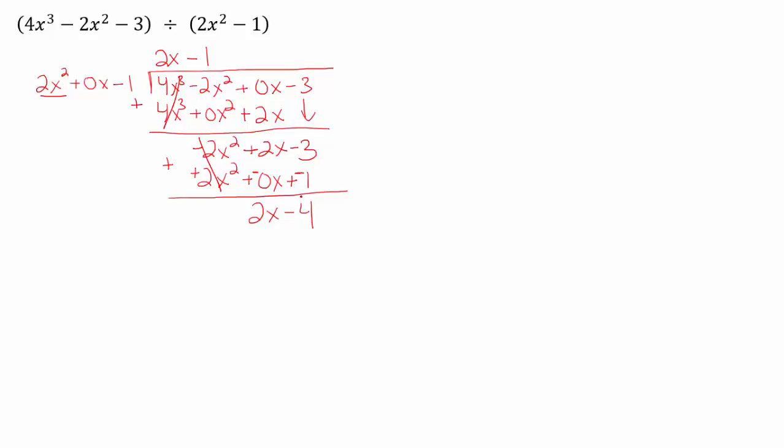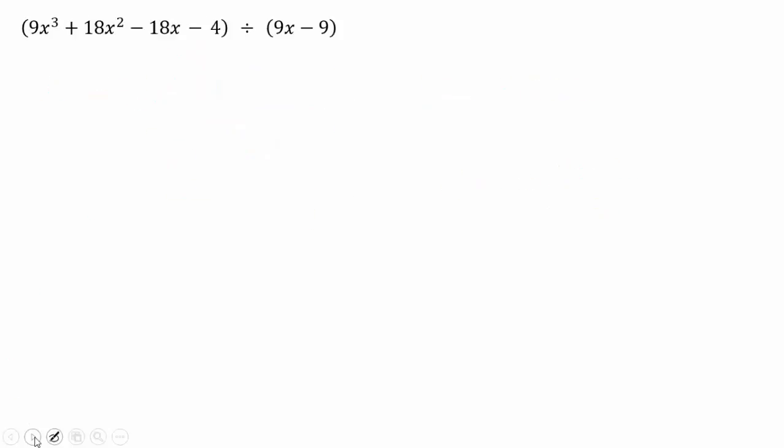At this point, I can't multiply 2x squared by anything to get 2x. This power is less than this, and once this power is less than this, I'm done, and this is my remainder. So I can say that the quotient is 2x minus 1 with a remainder of 2x minus 4. I could also write this as 2x minus 1 plus the 2x minus 4 that I have as the remainder over what I was dividing by, which would be 2x squared minus 1. So either one of these two are okay. And that is my answer.